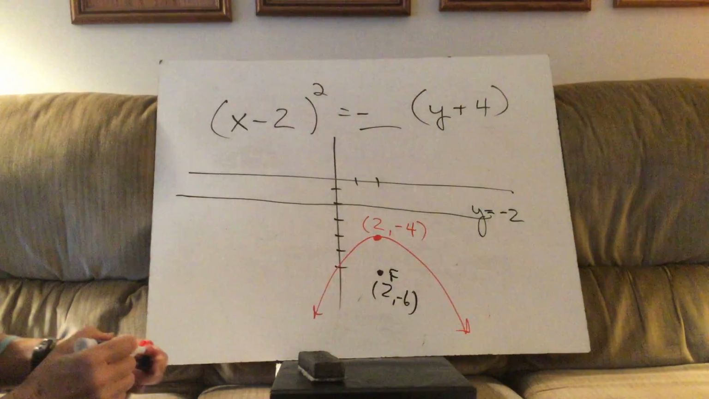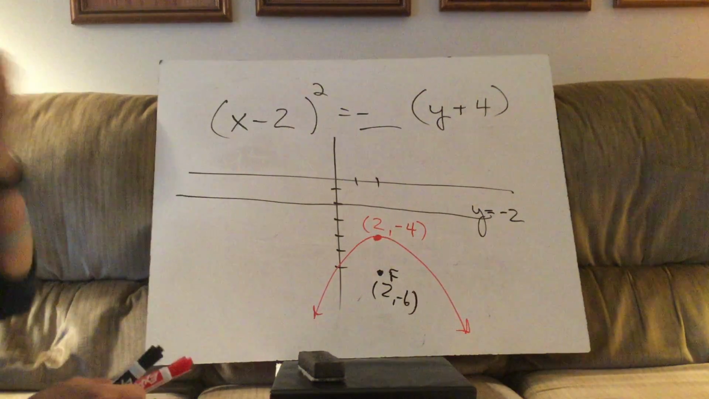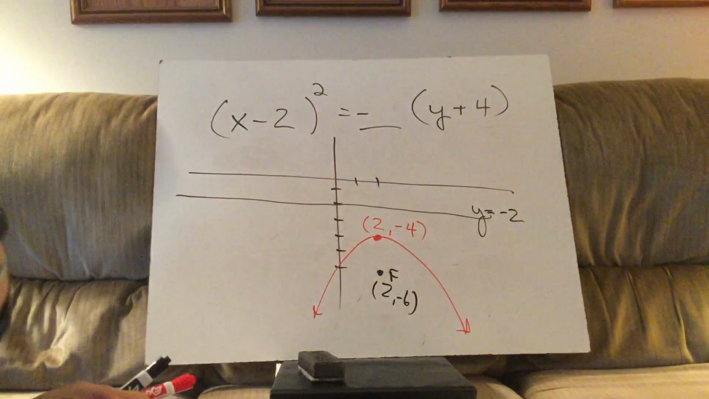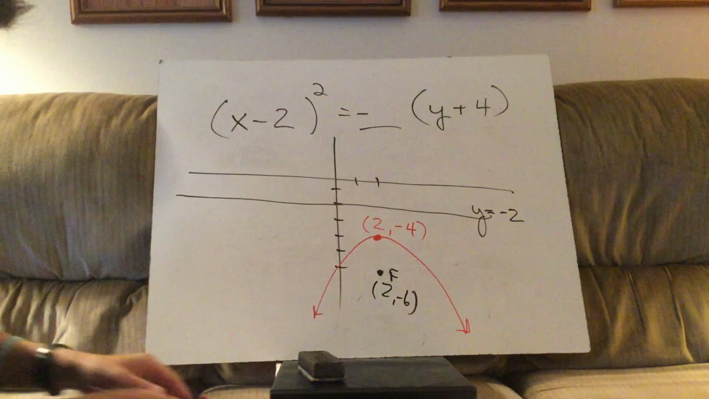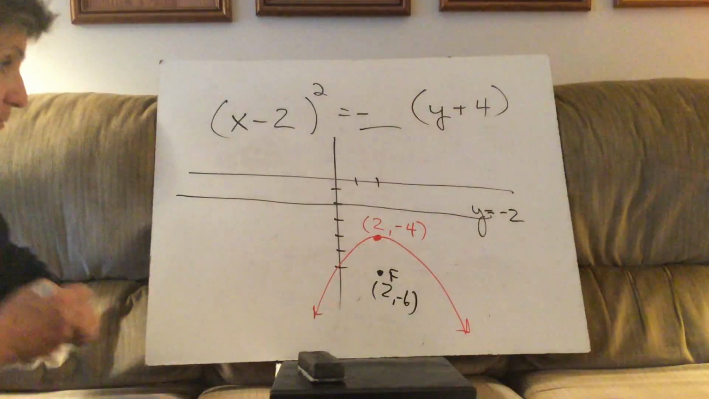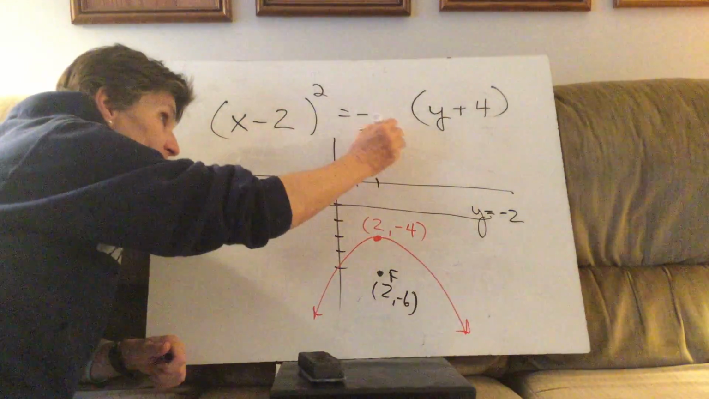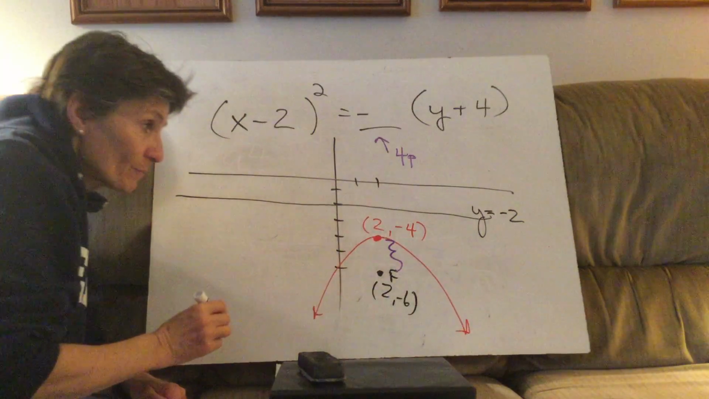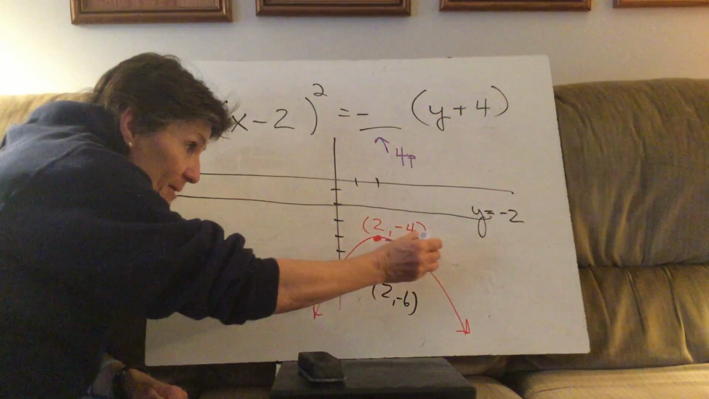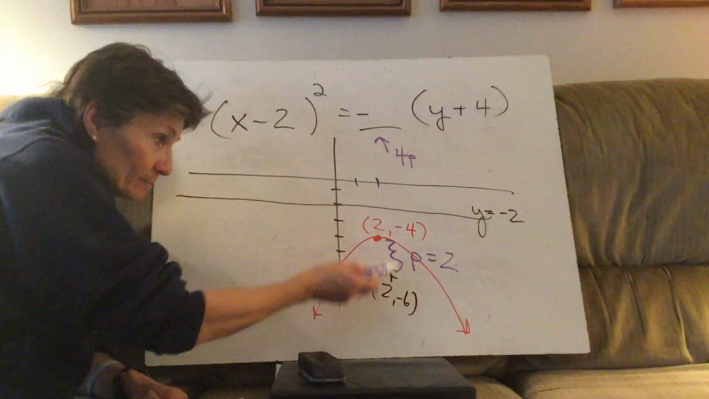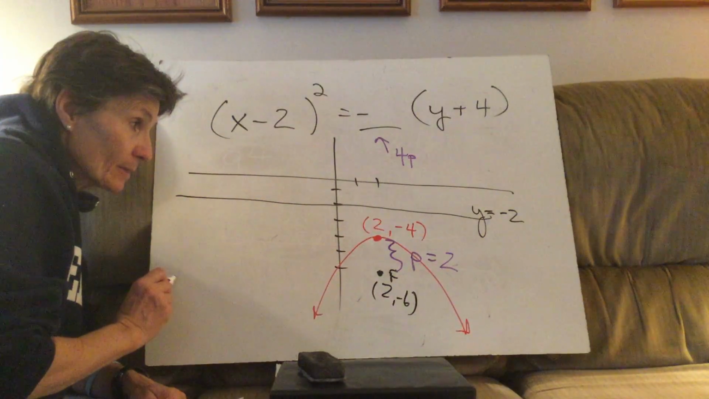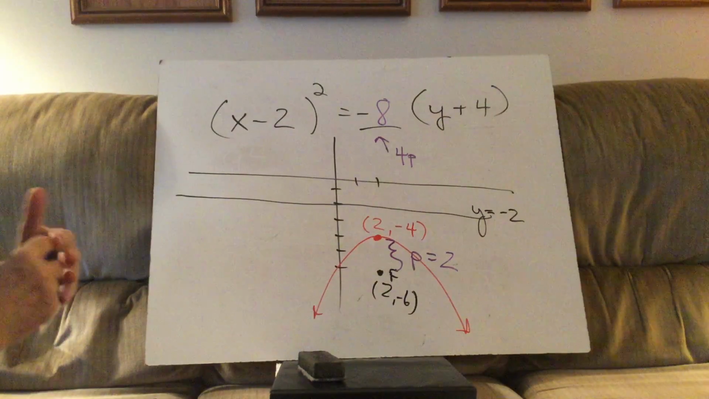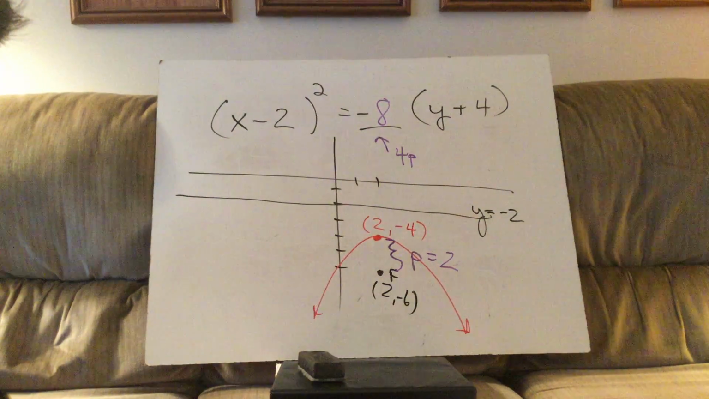Be very careful when you write that equation that you put in your vertex and not your focus. Your vertex is what goes into the equation. Now I know this number right here is going to be 4p. And in this equation, once again, it looks like p equals 2. So this number is an 8. And there we go.